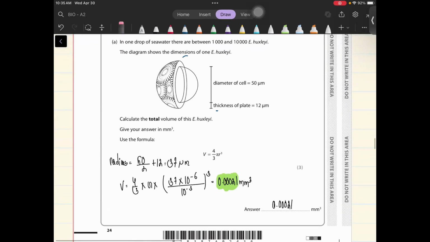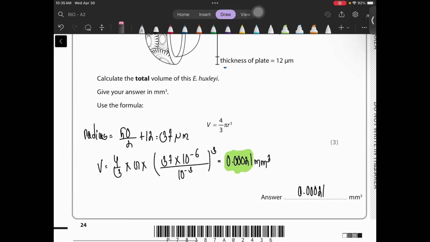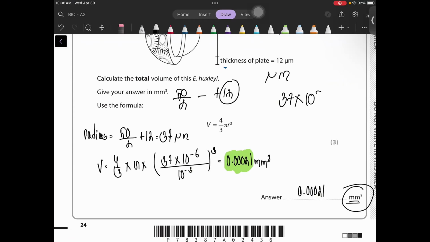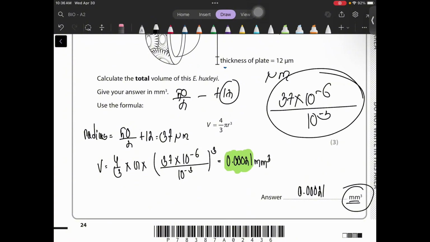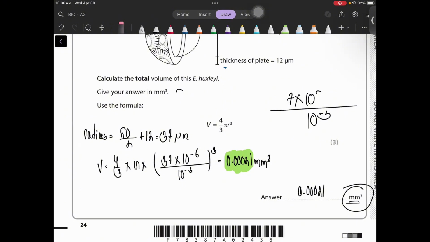Then calculate the volume of this. Dividing 50 by 2 would give us the radius, and then you add 12 to it, and the answer should be in millimeter cubed. Here it is in micrometers, so 37 micrometers needs to be converted into millimeters. So 37 times 10 to the power minus 6, divided by the prefix of milli, which is 10 to the power minus 3. If you want to remove a prefix, you multiply by the value of the prefix, and if you want to add one, you divide by the value of the prefix. This will give us the answer.